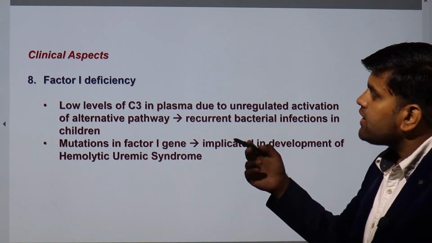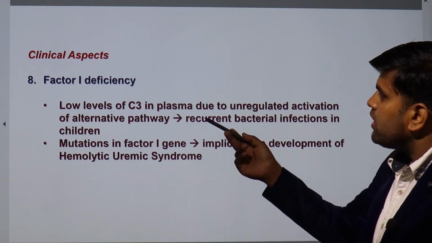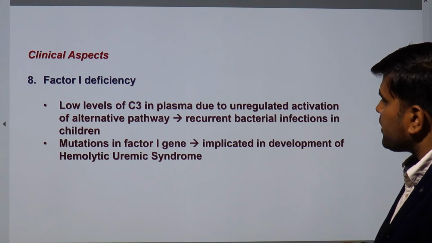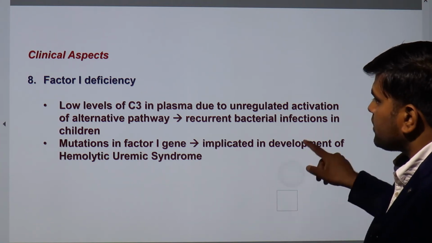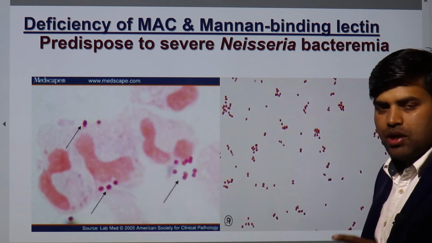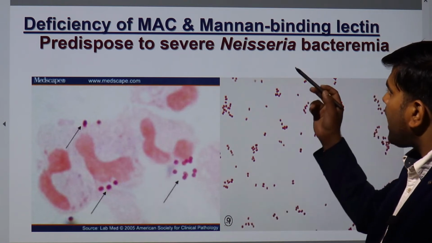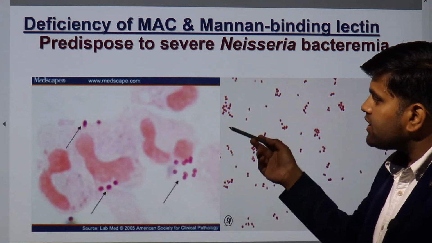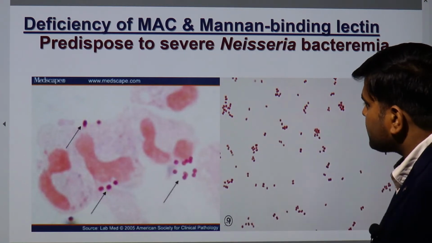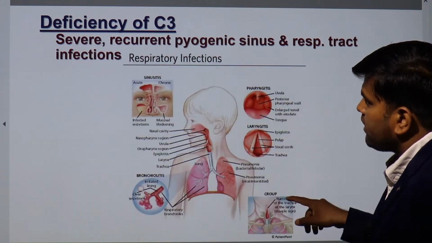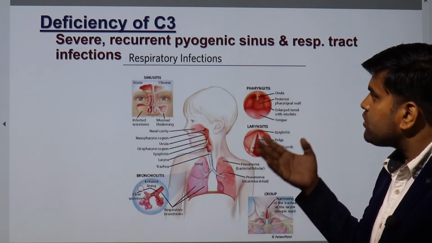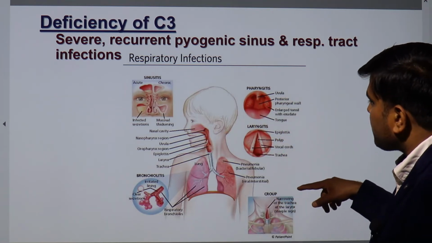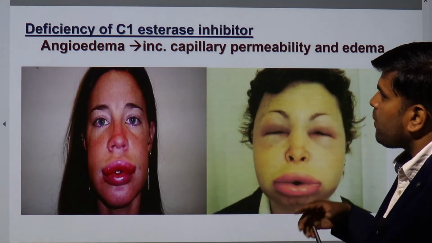There can be clinical aspects like factor I deficiency, which will cause a low level of C3 in the plasma due to unregulated activation of the alternative pathway, and that will cause recurrent bacterial infection in children. Then there is the deficiency of the last component, the membrane attack complex, and mannose binding lectin. If it is deficient in your body, we will develop Neisseria gonorrhoeae or Neisseria meningitidis. This is Neisseria species recurrent infection that you have to understand. Then if there is a deficiency of C3, we will develop severe recurrent pyogenic sinus and respiratory tract infection. This is complement protein deficiency.